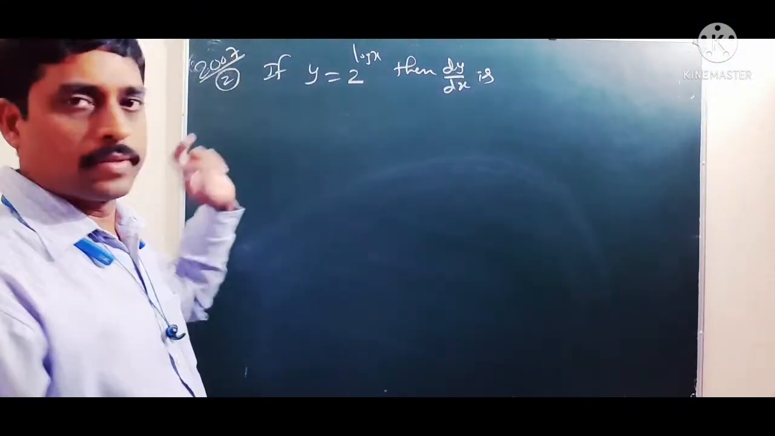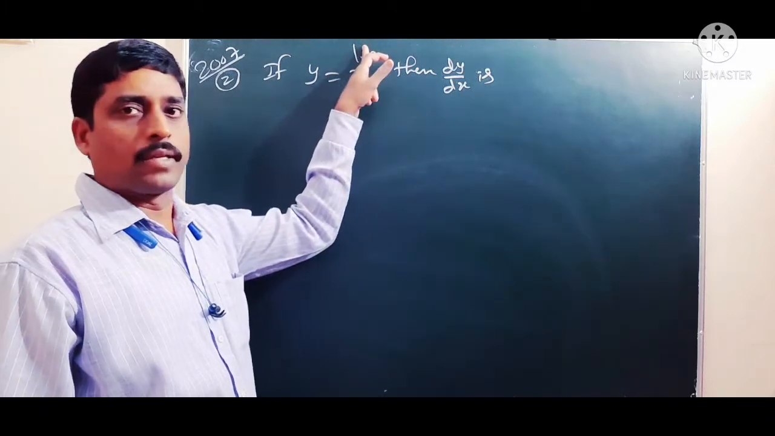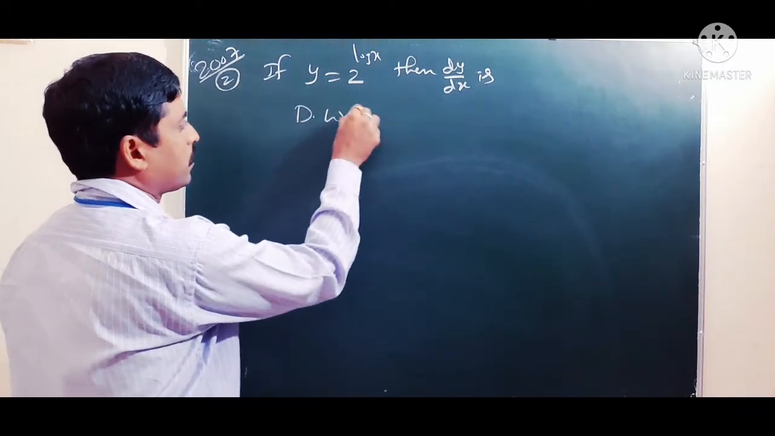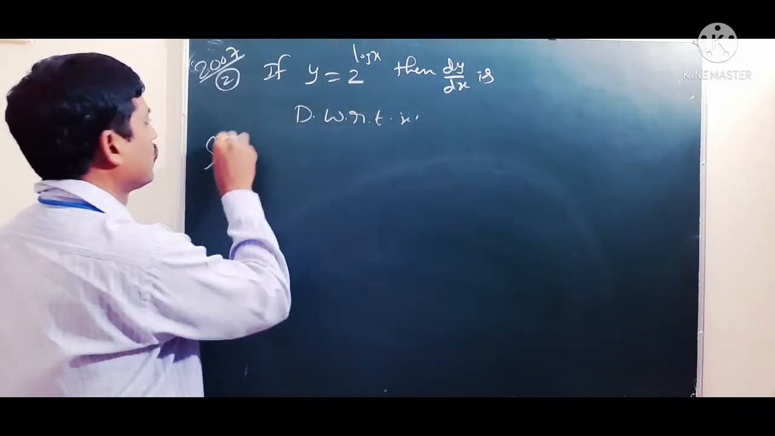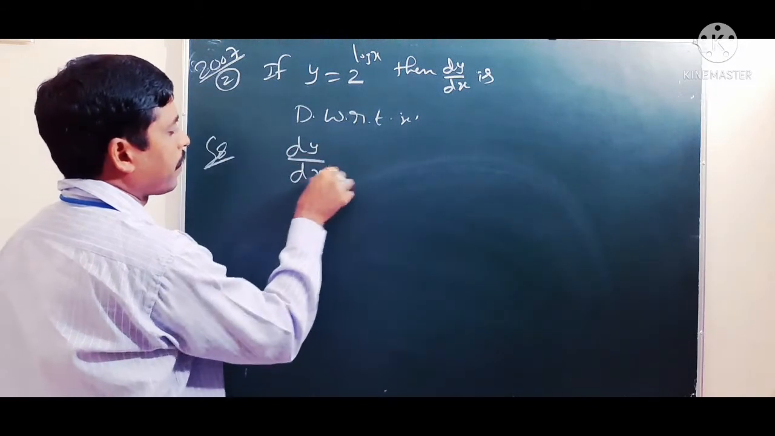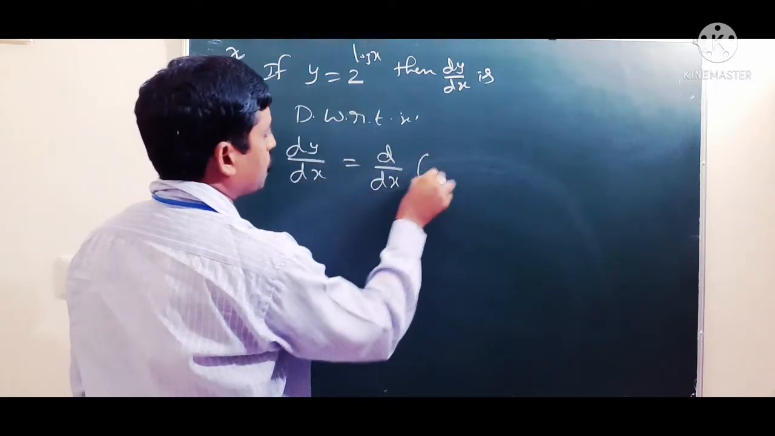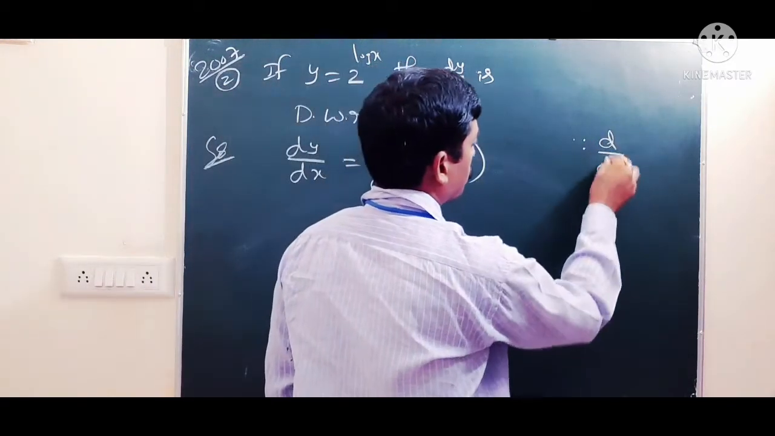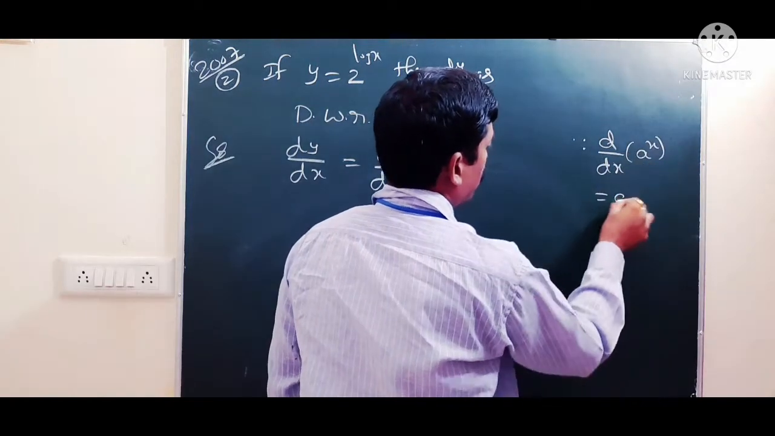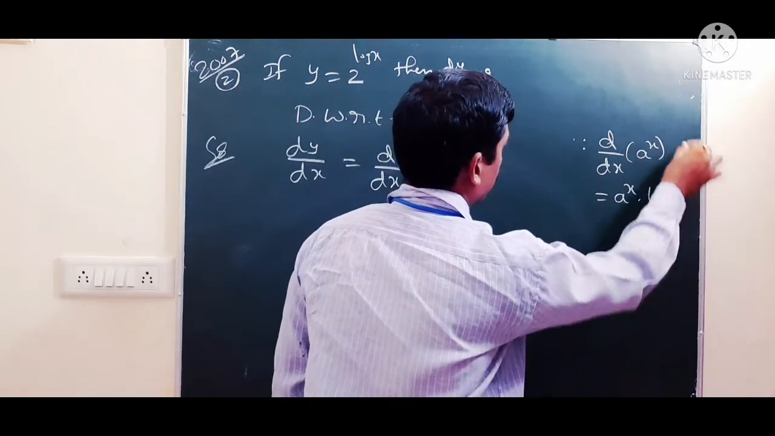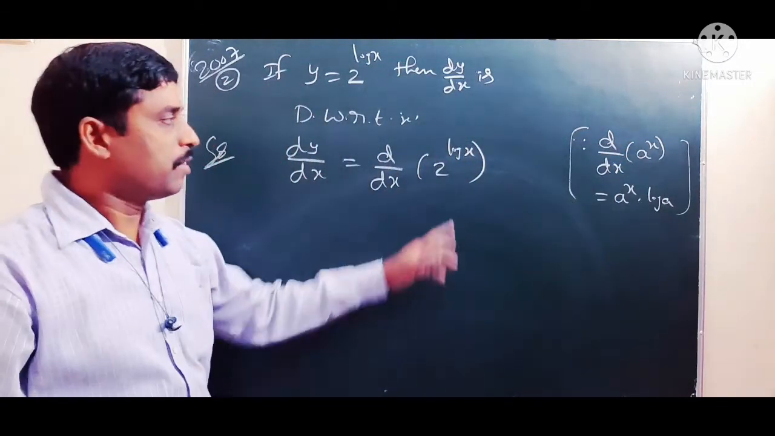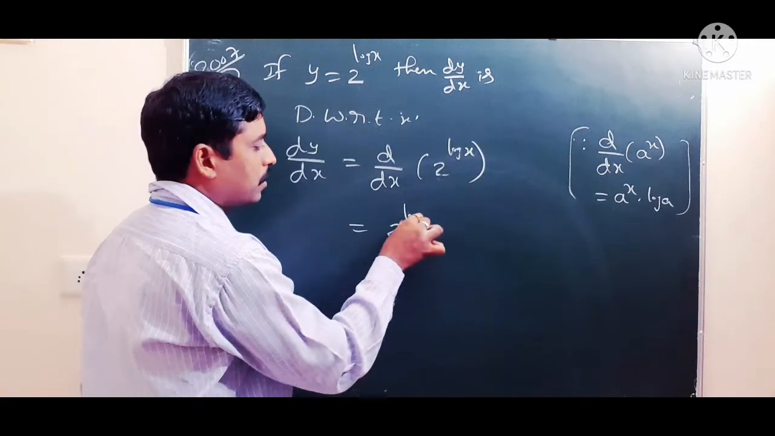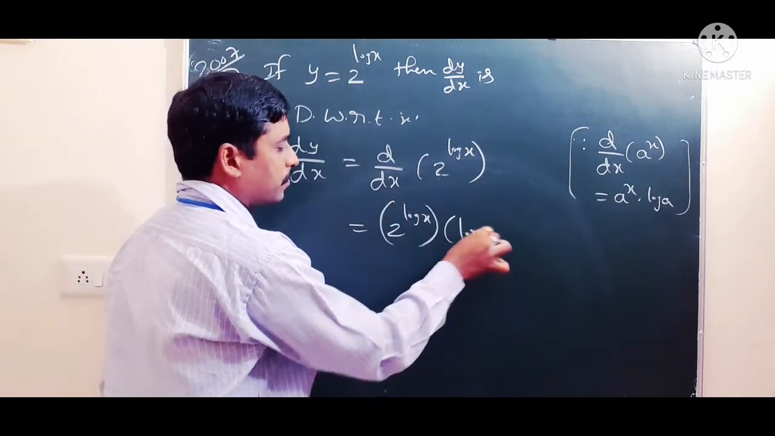So this is from 2007 question. y is equal to 2 to the power log x. Then we have to find dy by dx. So now differentiation on both sides with respect to x. So dy by dx equal to d by dx of 2 to the power log x. We have one formula, derivative of a to the power x will be a to the power x into log a. So derivative of 2 to the power log x is 2 to the power log x into log 2.